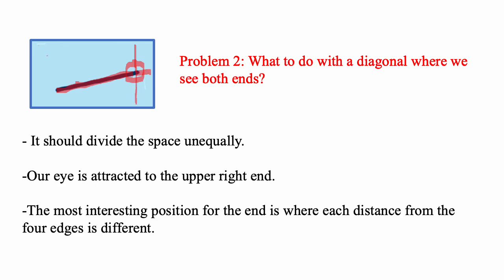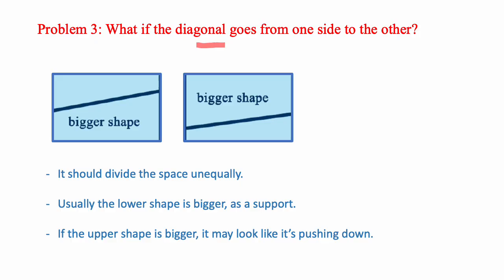picture. Now, what if the diagonal goes from one side of the picture to the other and we don't see its ends? Then it cuts the picture into two parts, and we want an unequal division of the space. Usually the bigger shape is in the bottom, as if supporting the upper shape. If you have the upper shape being bigger than the lower shape, it may look like it's pressing down on that lower shape. Maybe that's the look you want to achieve.